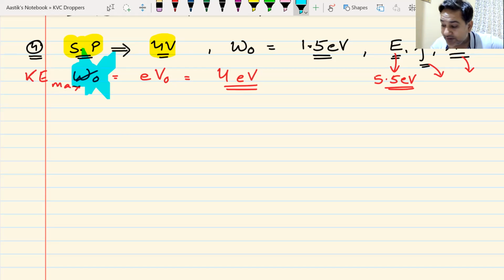So I know the maximum kinetic energy. So this is how you convert stopping potential into maximum kinetic energy. That was the point I wanted to make out. Got it?